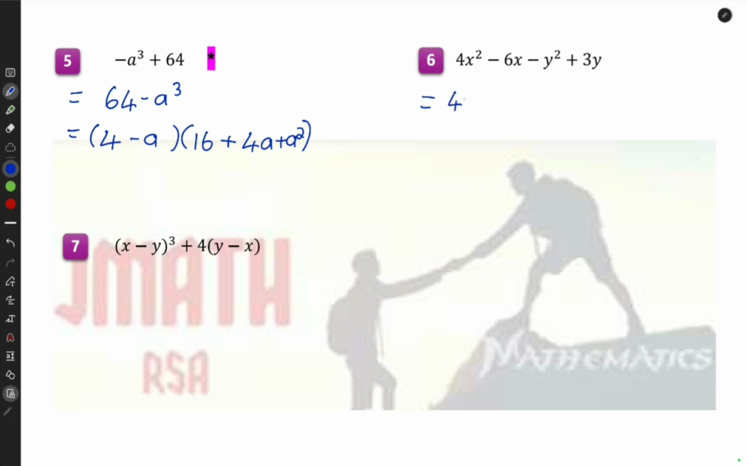So what I'm going to do is I'm going to say 4x squared minus y squared. So when you get stuck, always try to put the squares together and see if you can maybe then do something with that.